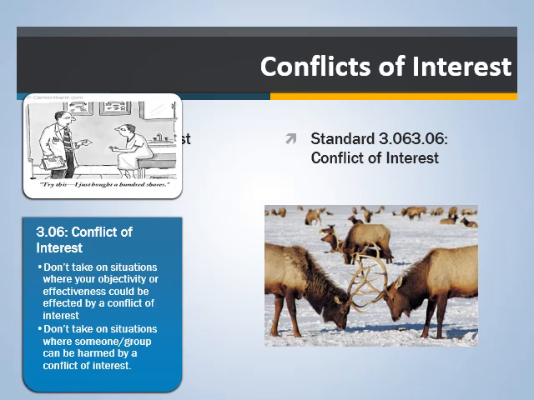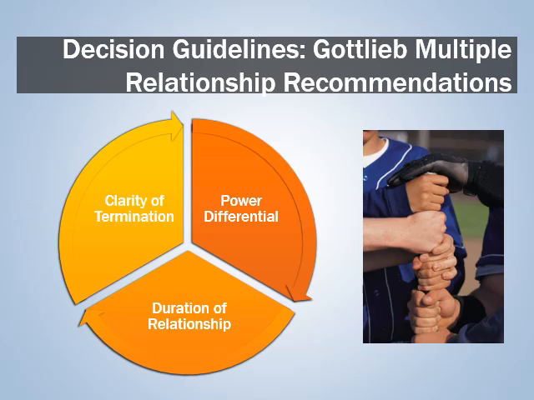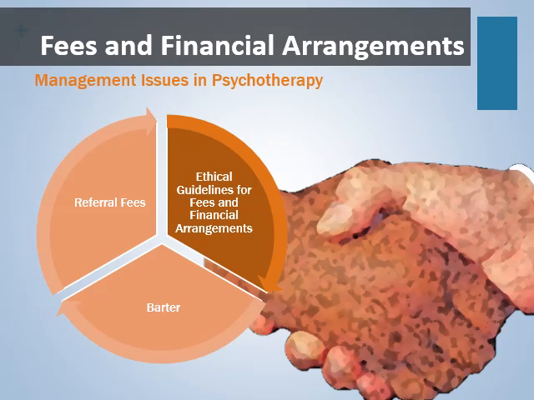Conflict of interest. Most importantly, you don't want multiple relationships to bring up a conflict of interest. So if you're teaching and you're grading and you're the person's therapist, it presents a conflict of interest. Gottlieb recommends three different aspects to multiple relationships and how to determine if it's not ethical: if it's long, if there's a strong power differential, and how far in the past that relationship really is. Is it really not therapeutic anymore? It's fees and financial relationships, important to think about referrals, bartering, and ethical guidelines.